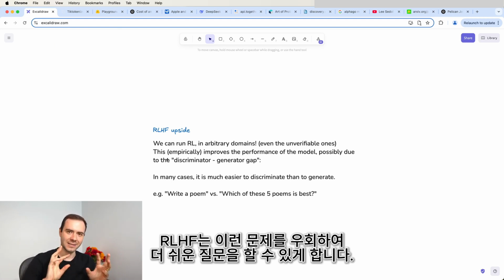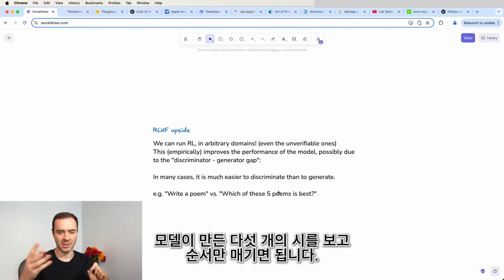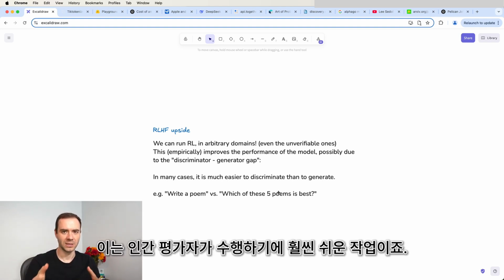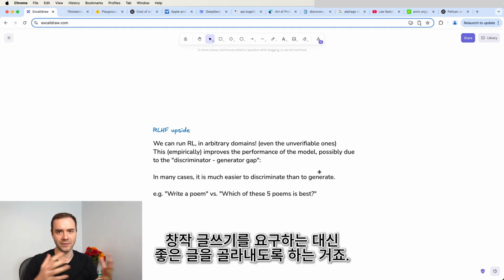And so RLHF kind of sidesteps this because we get to ask people a significantly easier question as data labelers. They're not asked to write poems directly. They're just given 5 poems from the model, and they're just asked to order them. And that's just a much easier task for a human labeler to do. And so what I think this allows is a lot higher accuracy data, because we're not asking people to do the generation task, which can be extremely difficult. We're not asking them to do creative writing. We're just trying to get them to distinguish between creative writings and find the ones that are best.